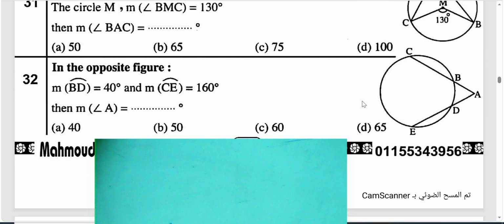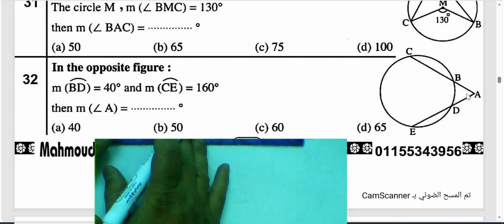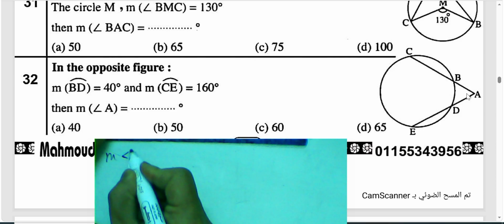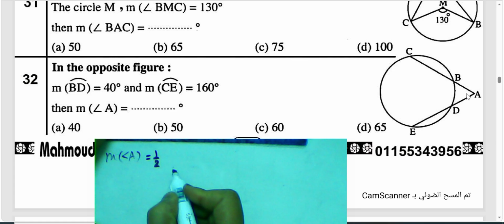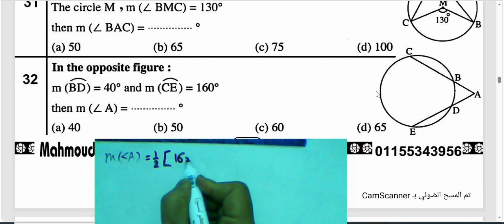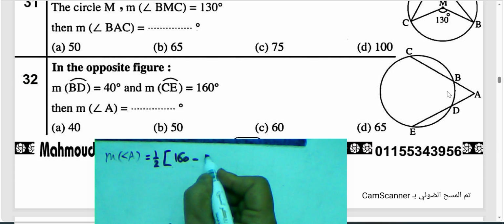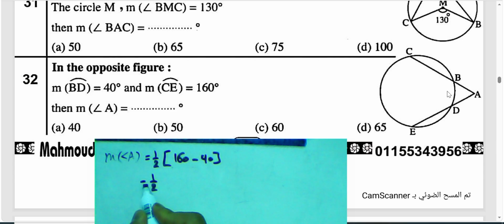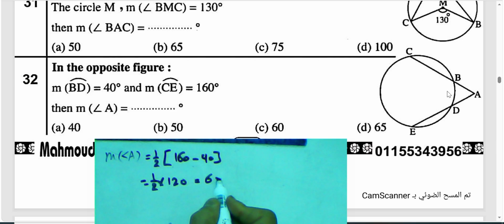The figure here gives the measure of arc BD as 40 degrees and the measure of arc CE as 160 degrees. He wants to find the measure of angle A. We can find the measure of angle A as half the difference between the two arcs, the greatest and the smallest. We find the difference between the measure of arc CE, 160, and the measure of arc BD, 40. Then the result will be half of 160 minus 40, which is 120, so the result will be 60 degrees. The answer here will be 60 degrees.